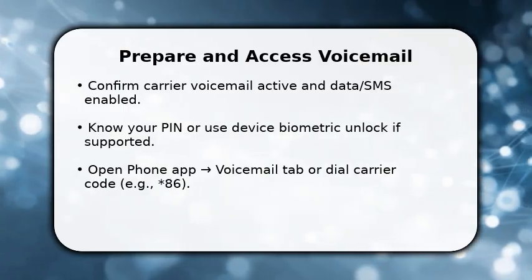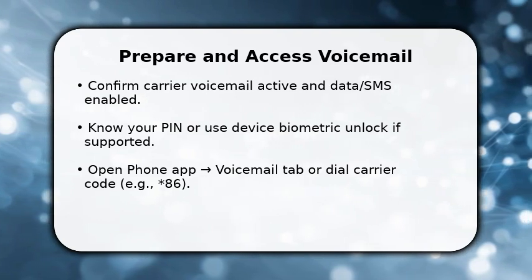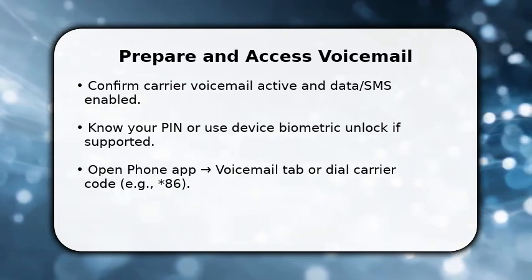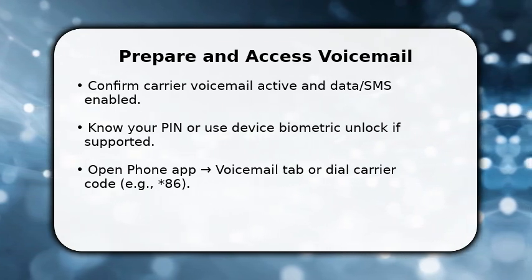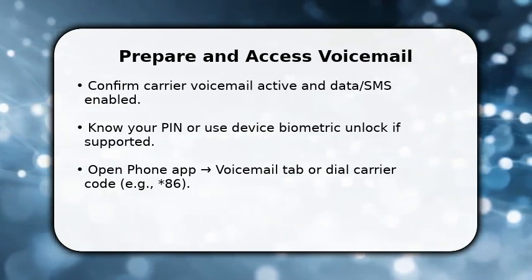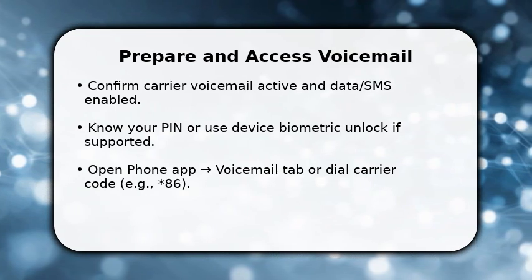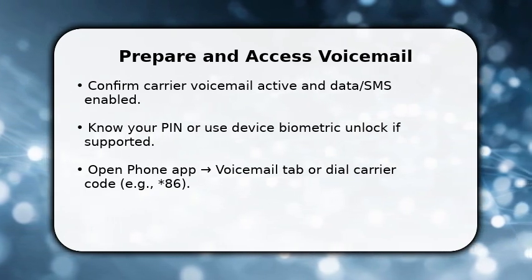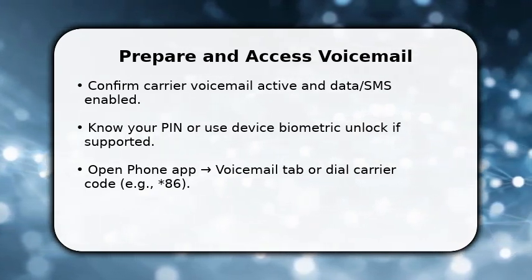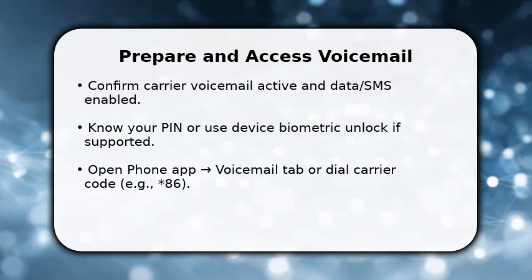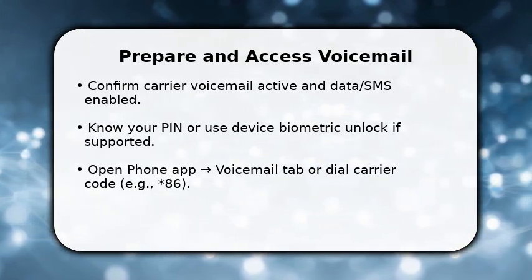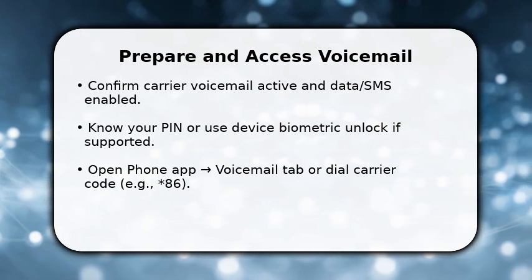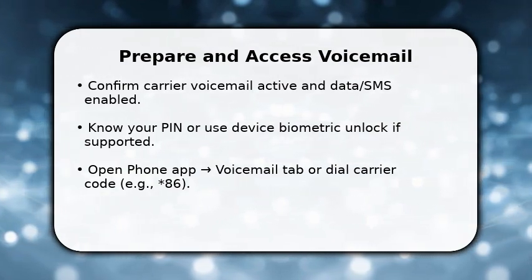You start by confirming voicemail is provisioned on your plan and that data or SMS is allowed for visual features. Once done, make sure you know the voicemail PIN or enable biometric access so you can enter prompts quickly. Now open the phone app and tap voicemail or dial the carrier access code such as *86. This begins the service handshake. This immediate step gets you into the menu so you can manage messages without delay.